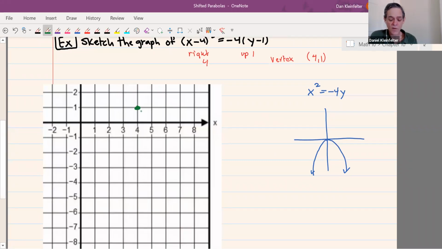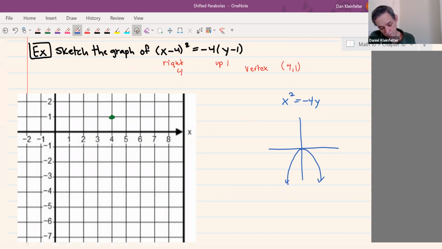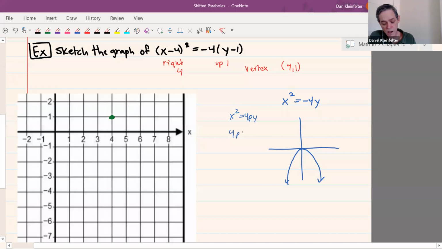So the vertex is at 4, 1. And then where would the focus be? So again, going back to our rough draft picture over here, the formula is x squared equals 4py, right? Okay, so then 4p is negative 4. So p is negative 1. So if our parabola had been situated so that its vertex was at the origin, the p would have been at negative 1. For this one, our actual parabola, the vertex is at the point 4, 1.